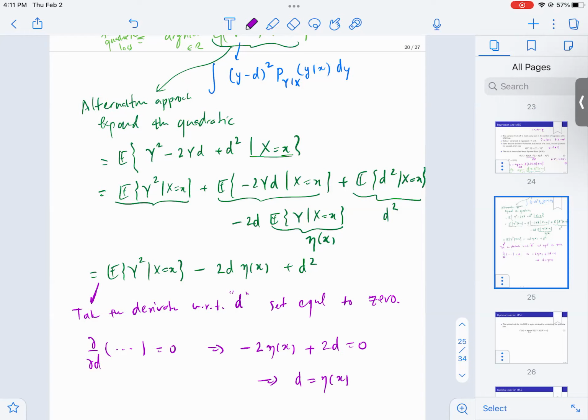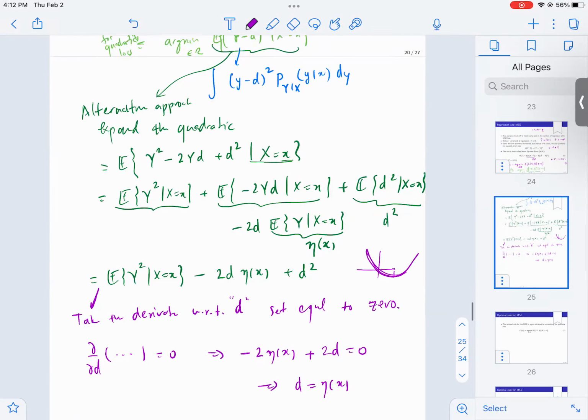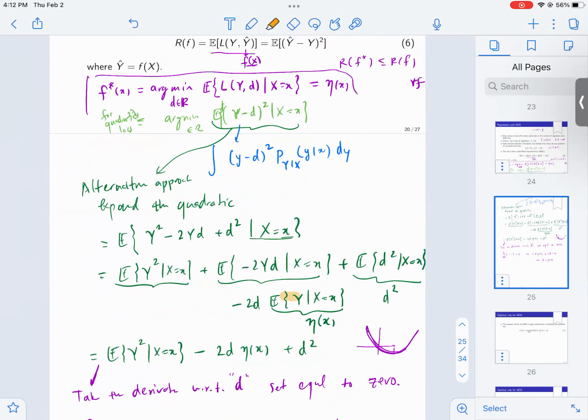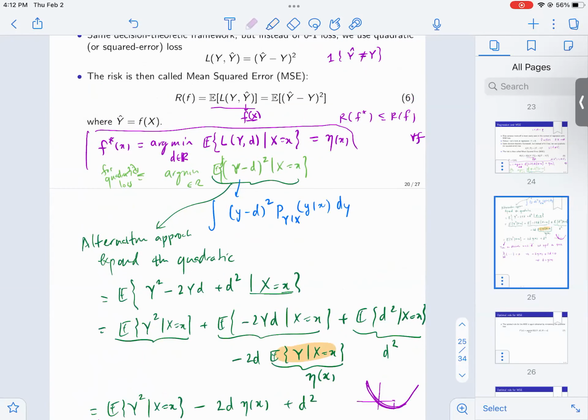So the argmin is the value of d that minimizes. We can verify that this actually minimizes it. This is a quadratic, so there's a minimum. The solution to this turns out to be eta of x. So f star is actually eta of x, and eta of x is just the conditional expectation. So we showed that the conditional expectation of y given x is actually the optimal rule for the quadratic loss, or the MSE.